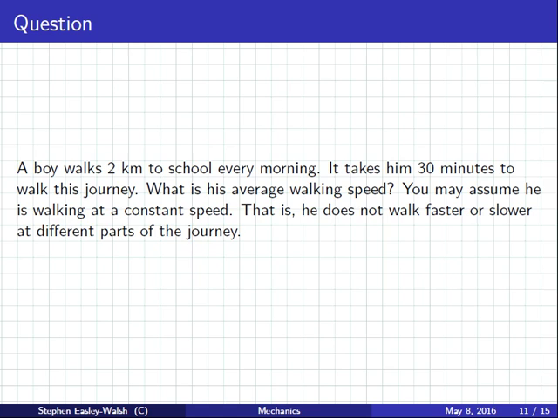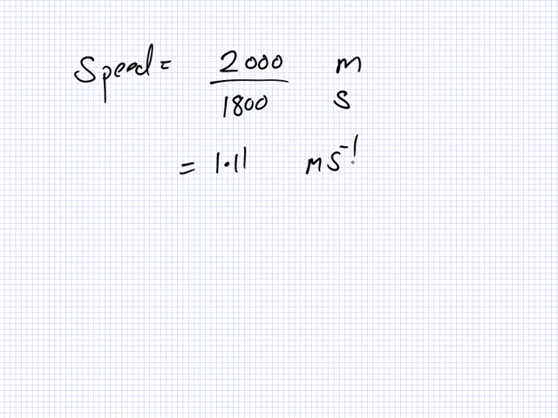Good. You got that? So the speed is the distance, which is 2,000 meters, divided by the time, which is 1,800 seconds. So it's 1.11 meters per second, which is a pretty slow walking speed. Is it? Yeah. Okay, no, it's not that slow. It's okay. It's not fast. It's actually okay. It just sounds slow, 1.1 meters per second.